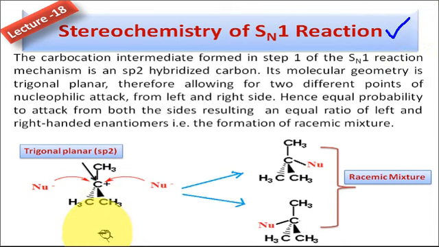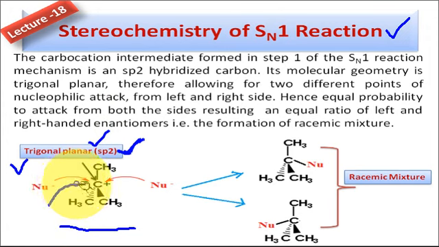We just now discussed that in the first step of the SN1 reaction, the formation of the carbocation takes place. This carbocation has the carbon atom in the sp2 hybridized state. Hence, due to this sp2 hybridization, the geometry of the carbocation formed is trigonal planar. Therefore, due to its trigonal planar geometry, the probability of the nucleophile attack is equal from the left hand side as well as from the right hand side.